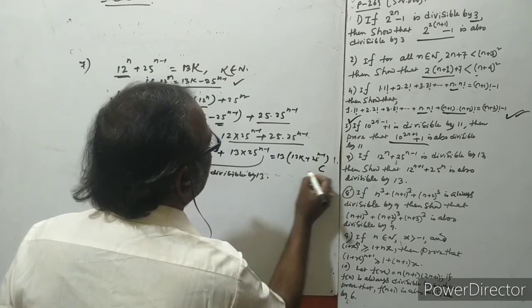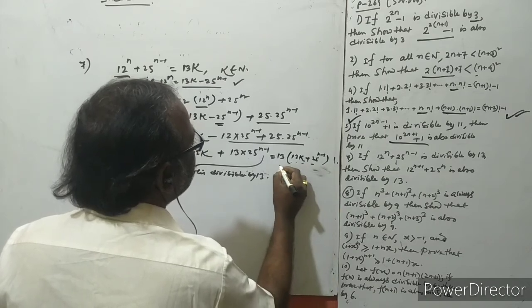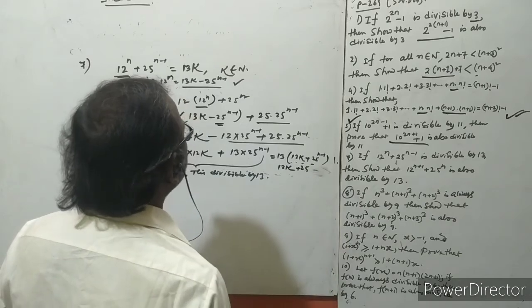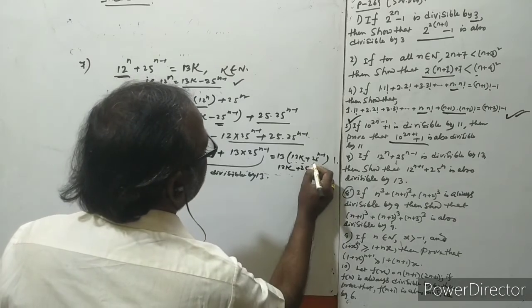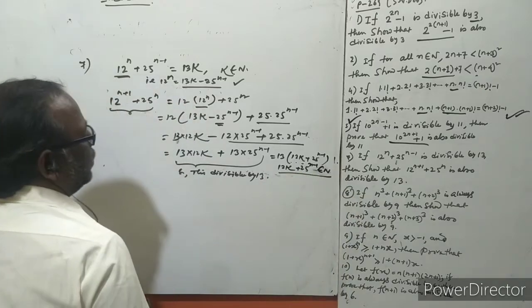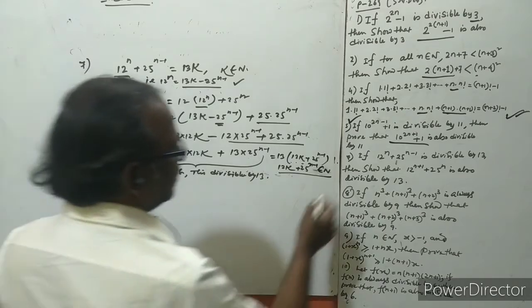And this figure is a natural number, you can see here. 25 to the power n minus 1 is a natural number. So it clearly says that the expression is divisible by 13. So question 7 is complete.